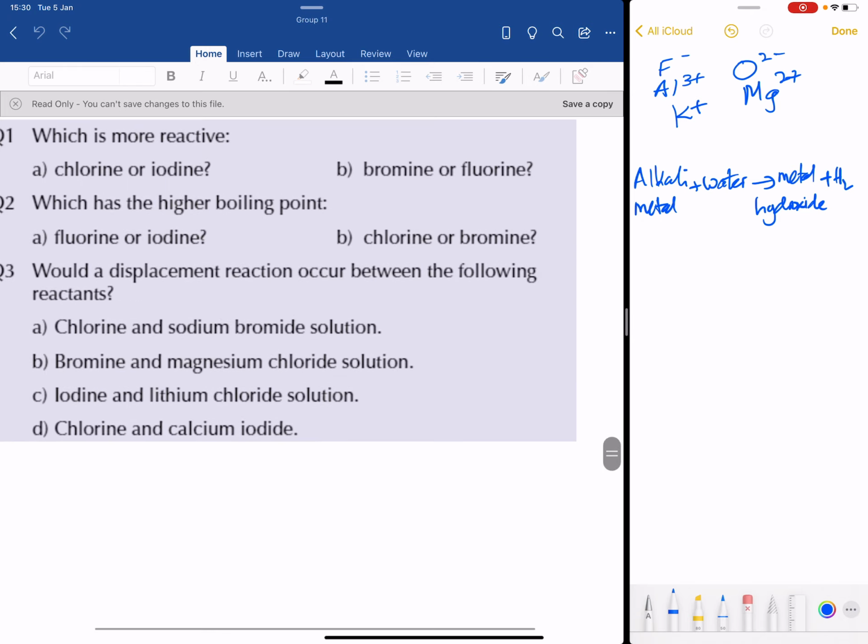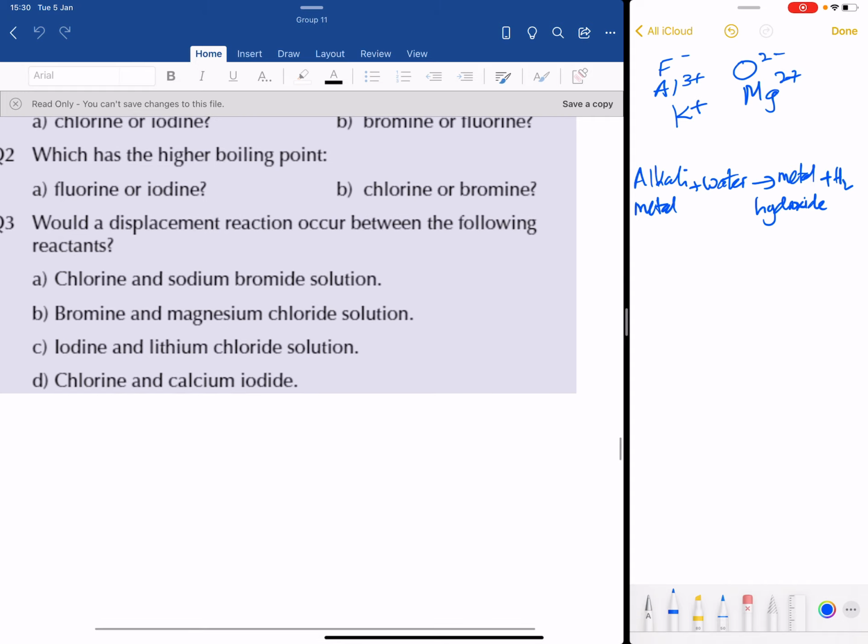Which is more reactive, chlorine or iodine? A is chlorine, B fluorine, high boiling point. A is iodine, B is bromine. And number 3, would a displacement reaction occur? A, chlorine, yes, because chlorine is more reactive than bromine. B, no, bromine is less reactive than chlorine. C, iodine and chlorine, the answer is no. And D, chlorine and calcium oxide, the answer is yes, chlorine is more reactive than iodine.